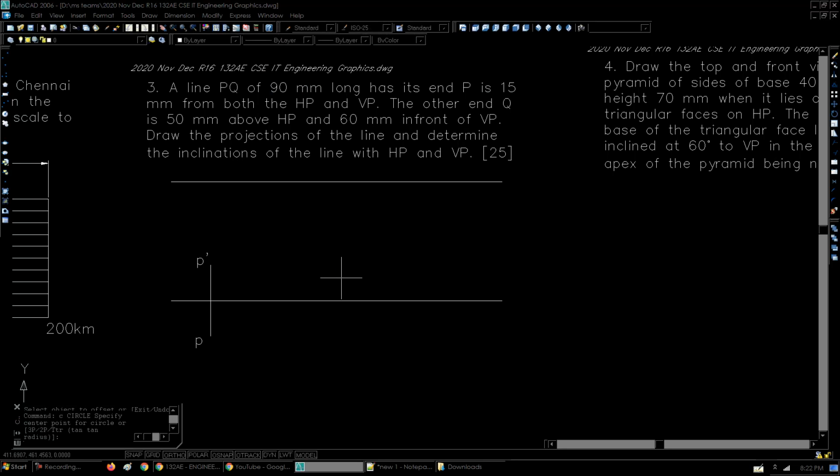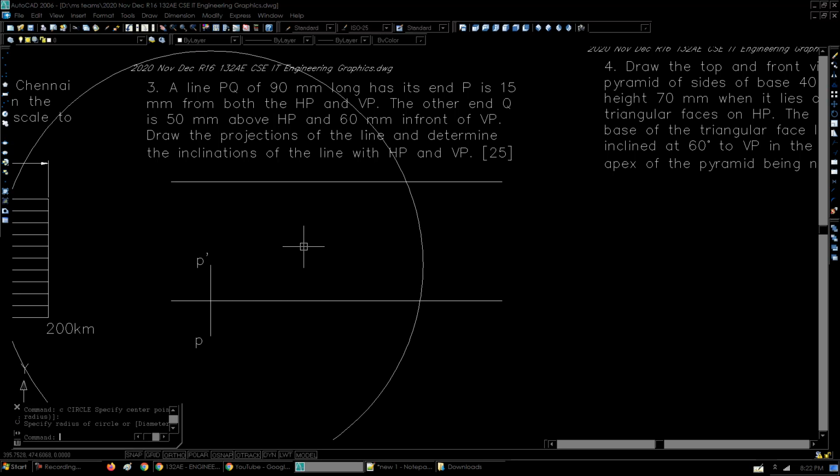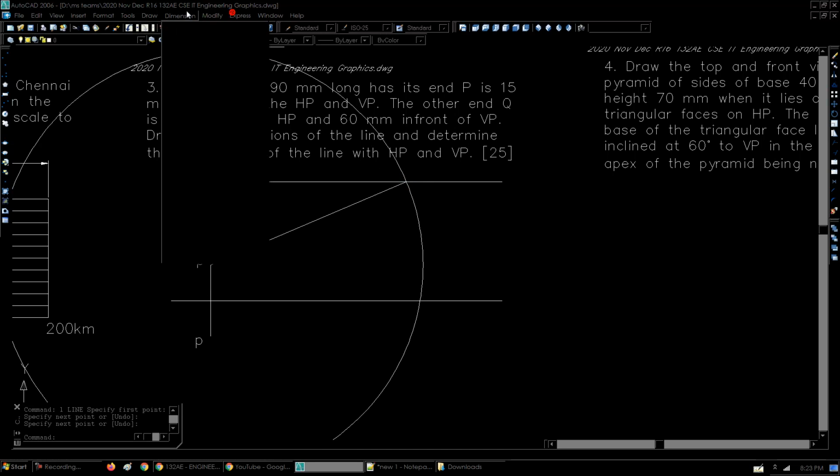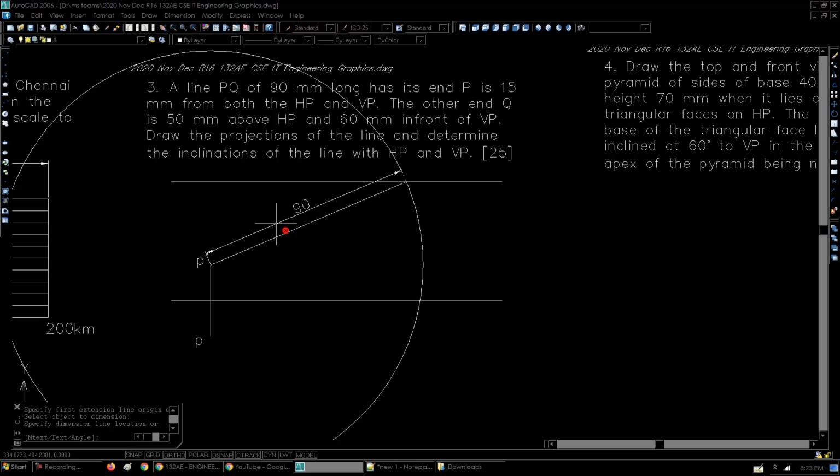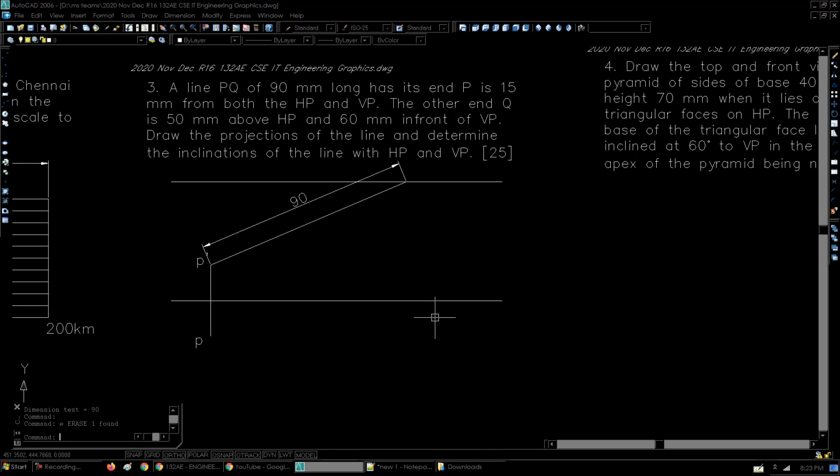So we need to take a circle. We keep the center at this point, and we have to draw a length of 90 mm. So you can see there is a circle here which has a radius of 90 mm. Its center point is here and it is intersecting here with this line. So this line that I draw here up to the intersection point is exactly going to measure 90 mm. So that's the first step we have to do.